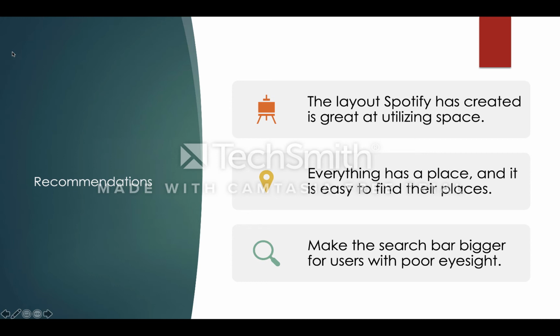For recommendations, I would say the layout of Spotify is great at utilizing its space. Everything has a place and it is easy to find everything you need. Everything's labeled, like when you want to hear a podcast, there's a menu for podcasts. You click the podcasts and you have tech, sports, politics, everything is right there, easy to find. One thing they could do to improve upon their app design is make the search bar bigger for users with poor eyesight. Myself, I wear glasses. Sometimes I'm staring at my iPhone and I'm like, I wish this was bigger. So that's one way that Spotify can improve.